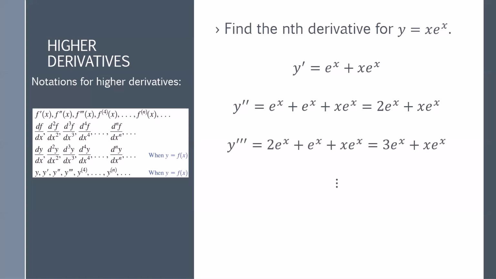Third derivative, we end up with 2 e to the x plus e to the x plus x e to the x, or simplified, 3 e to the x plus x e to the x. We start to see a pattern. And so after n derivatives, we can see that the nth derivative of y is going to be n e to the x plus x e to the x.